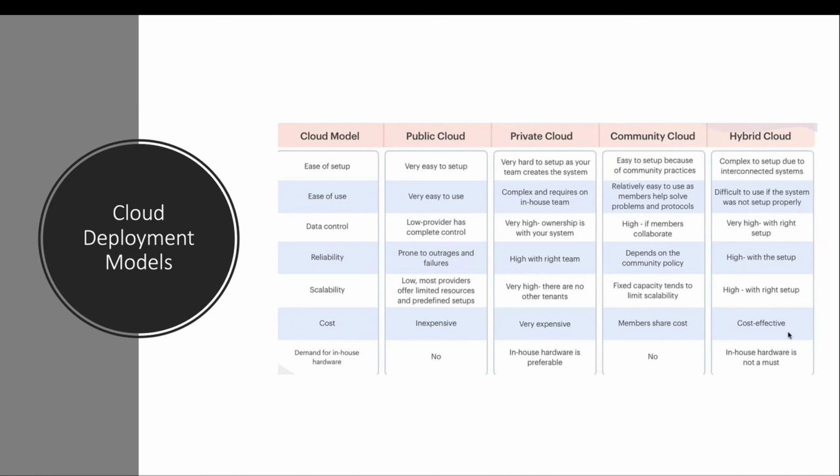Demand for in-house hardware, there is no demand here in case of public and in case of community. But in case of private cloud, in-house hardware is preferable. Hybrid cloud, in-house hardware is not a must, but sometimes you need to procure it because of all the load that is there, whenever there is need of any hardware, you push it to your public cloud and you manage services there, right? So these are various different cloud deployment models that actually you need to consider when you are architecting your cloud environment.